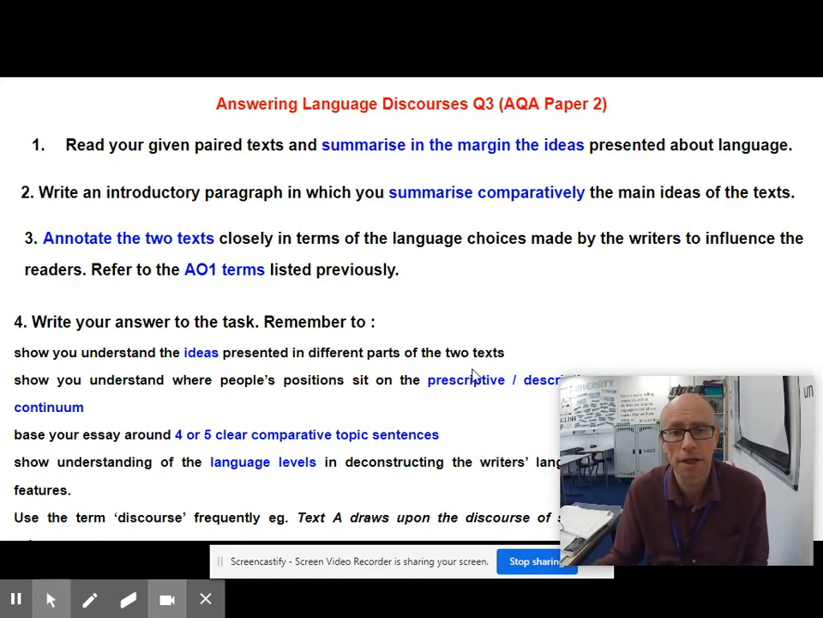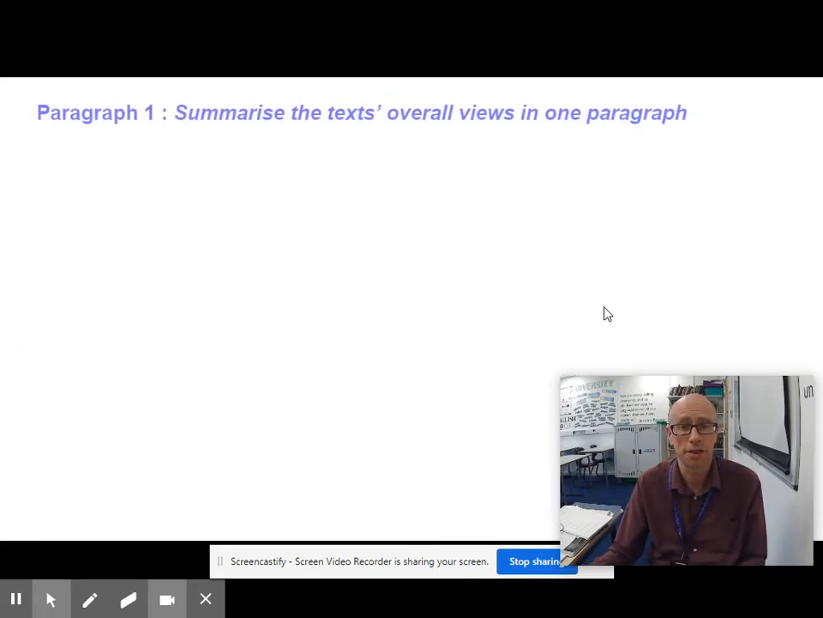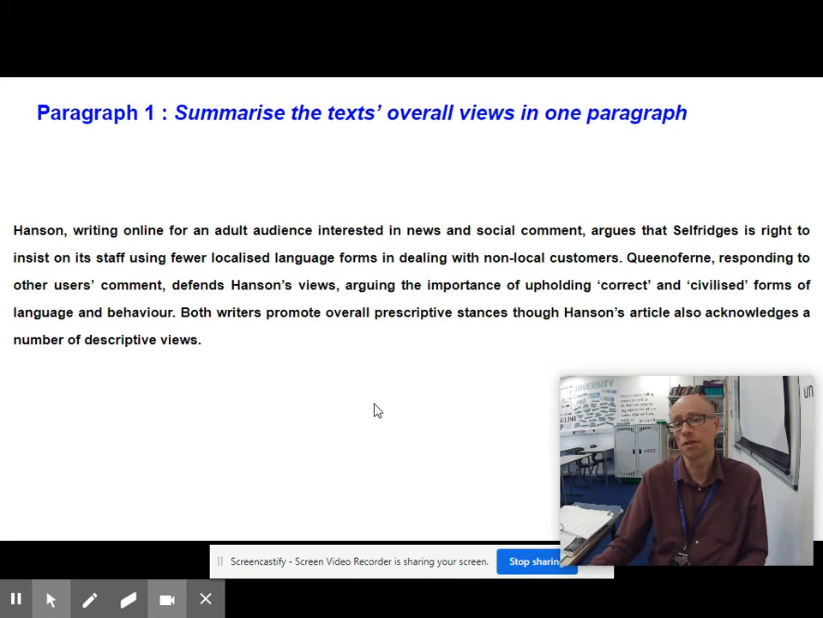Let me now show you an example of an introductory paragraph in which you are summarizing comparatively the main ideas of the texts. So here we go. Hansen, writing online for an adult audience interested in news and social comment, argues that Selfridges is right to insist on its staff using fewer localized language forms in dealing with non-local customers. Notice there's nothing fuzzy about this. You know, the summary is very, very precise about what this text is about.